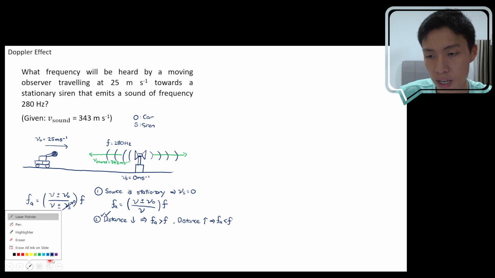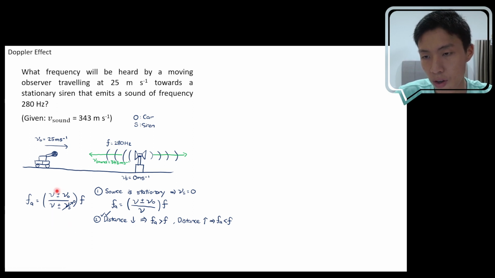Okay, how do you make a value larger than 1? Well, you have your numerator, you have your denominator. You cannot do much to the denominator because there's only one term and this term is 343 already. What you can manipulate is the plus minus over here. You have to make the numerator larger than the denominator, right? Only when the numerator is larger than the denominator will the fraction become a value greater than 1. So to make the numerator larger, instead of minus, you have to choose plus.